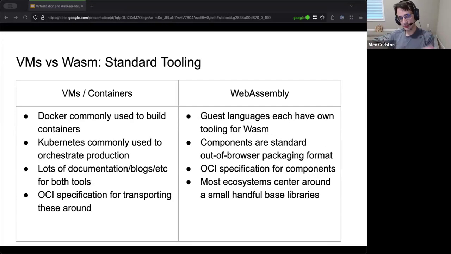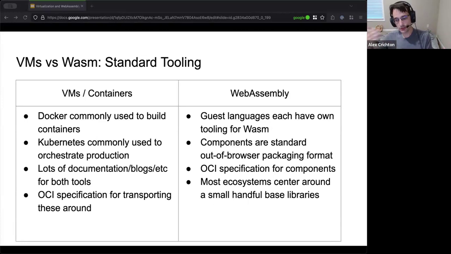So the standard tooling aspect that I was talking about earlier is similar on both of these sides, in the sense that for virtual machines and containers, a lot of folks are familiar with Kubernetes and Docker. There's a huge amount of blog posts about that, tons of documentation. This is very well known throughout the ecosystem. Even if you're brand new, like me, you can get up to speed pretty easily in no time at all.